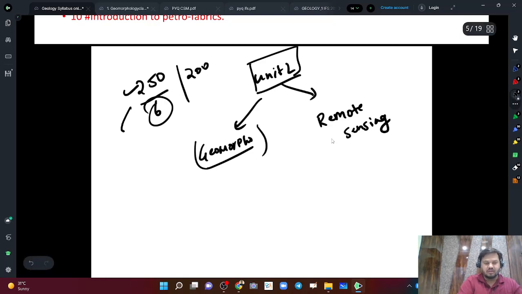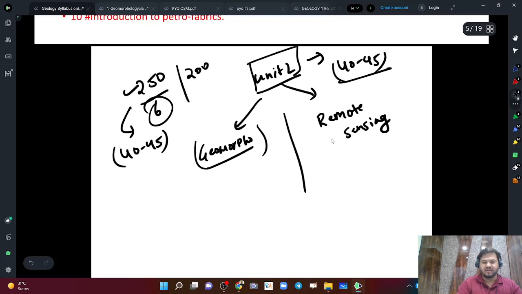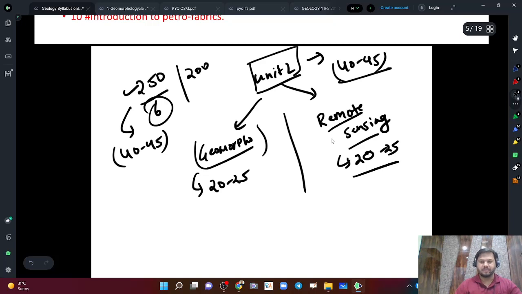There are 6 basically units. So every unit will generally have 40 to 45 mark questions, right? So this unit 2 is also of 40 to 45 mark questions. These 40-45 marks are divided into geomorphology and remote sensing. So from geomorphology you will have around 20 to 25 marks questions only, and here also you will have around 20 to 25 marks, right? So this is how you should prepare.